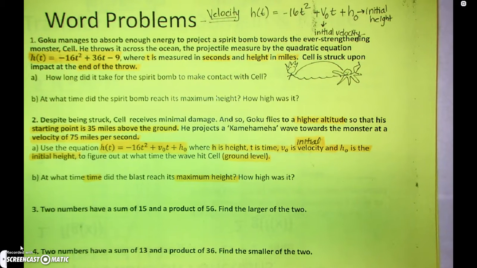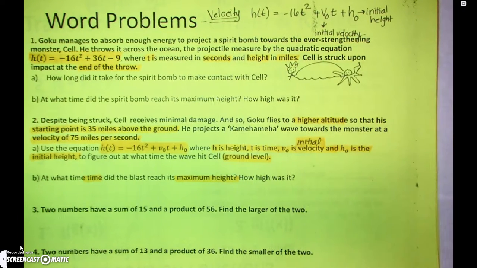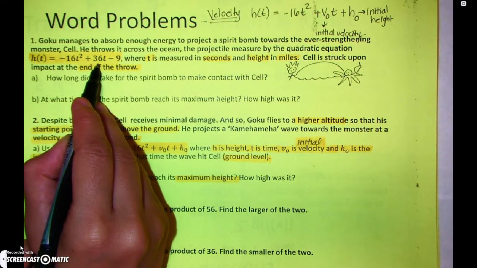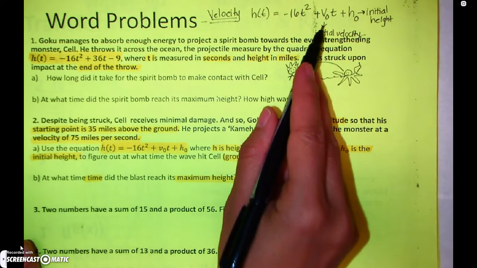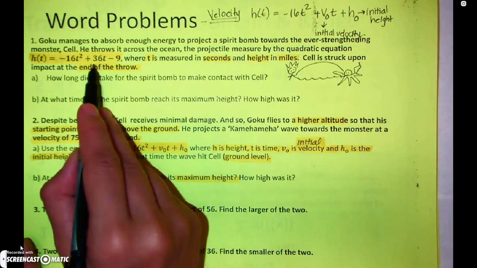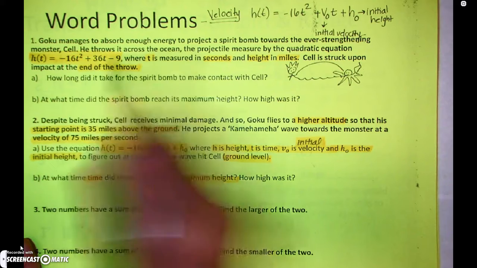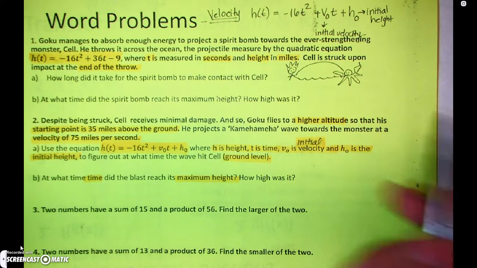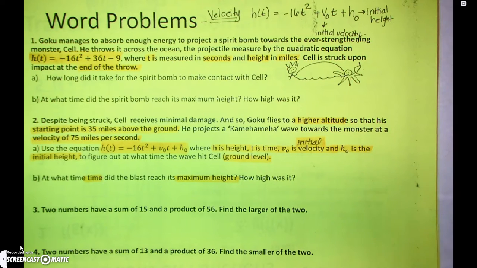so the projectile is being sent over to the other side, and it's following this function, negative 16t squared plus 36t minus 9. Since I know that my initial velocity is the first number, I know that my initial velocity is 36. And minus 9, that means that the initial height of that guy was negative 9. So maybe he was under the ocean or something. Okay? Alright, so the cell is struck upon impact at the end of the throw. So after he throws the spirit bomb, it hits that cell. How long did it take for the spirit bomb to make contact with cell?